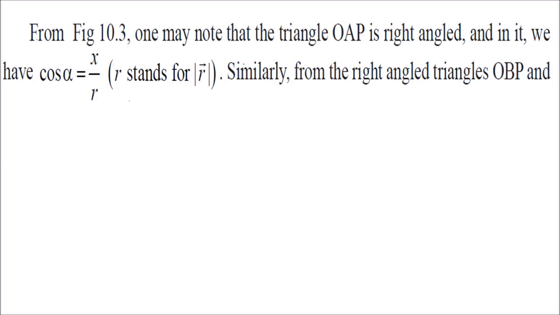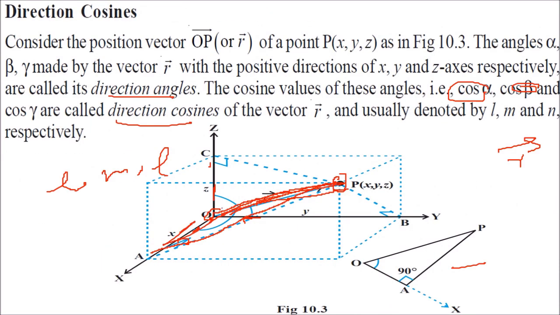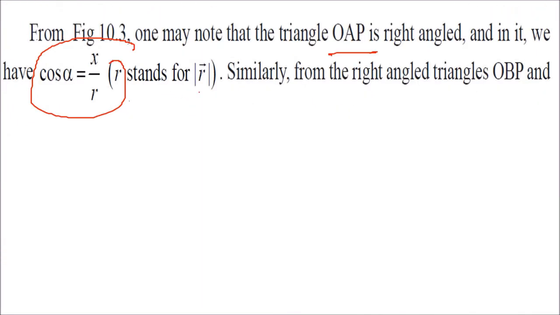So in this figure, as we just saw, the triangle OAQ is right angled. So cos alpha will be what? X by R. This X by this R, right? X by R. Cos alpha will be base upon hypotenuse. R stands for what? The magnitude of R.